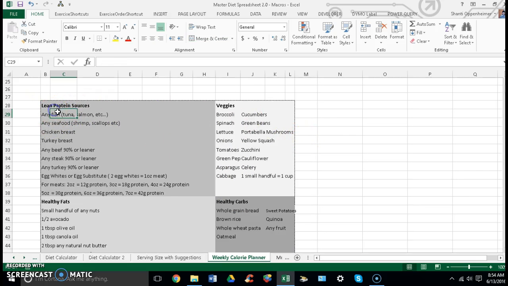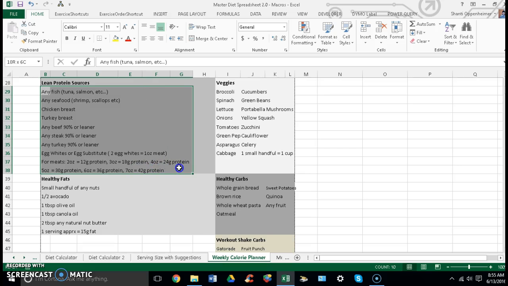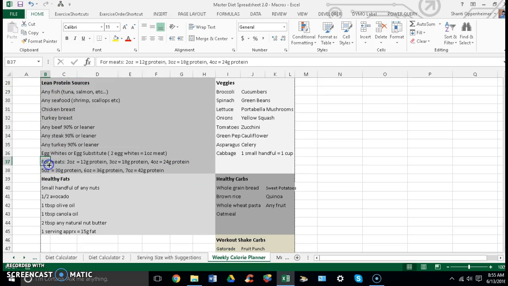This, if you go down from here, also has this nice little chart. And this is a chart of recommended sources of protein, veggies, healthy fats, and healthy carbs that you can pull from to pretty much construct your nutritional plan. So, as you can see, here we have our recommended servings of protein. And down here, there's a useful little piece for meats. 2 ounce equals 12 grams of protein, 3 ounce, 18. It just gives you a little bit of a rough estimate.